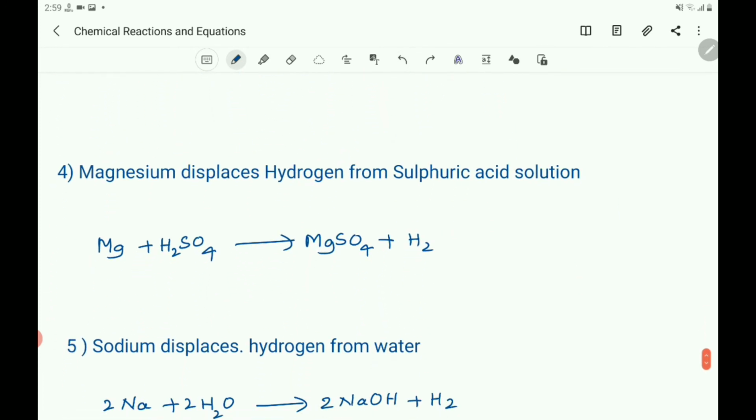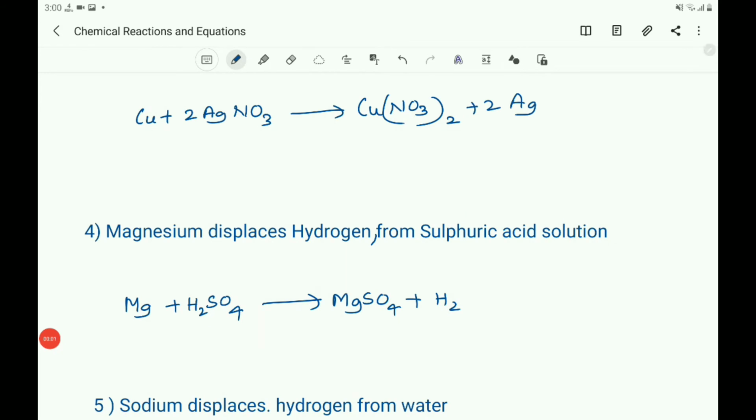Next, you take the fourth example. Magnesium displaces hydrogen from sulfuric acid solution. Here, magnesium is more reactive than hydrogen, you know already. So, it displaces hydrogen from sulfuric acid solution. So, Mg plus H2SO4 gives MgSO4 plus H2. That is, magnesium sulfate and hydrogen gas are the products here. The reactants are magnesium and sulfuric acid.